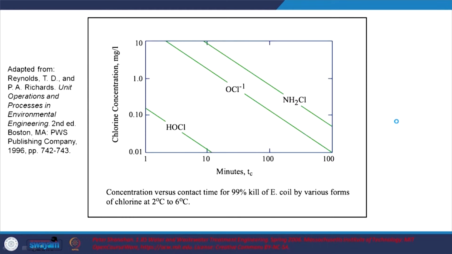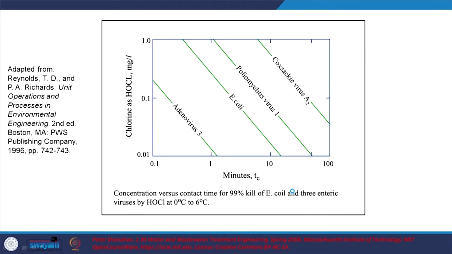To look at the efficacy, we looked at this particular graph. We saw that HOCl requires much lesser CT than OCl minus or NH2Cl, thus it is much more effective to kill the relevant pathogen. Here the pathogen of interest is E. coli. Moving on, here we see the other aspect, as in we are just looking at HOCl in the context of its effectiveness against different kinds of pathogens. So virus, E. coli, virus.